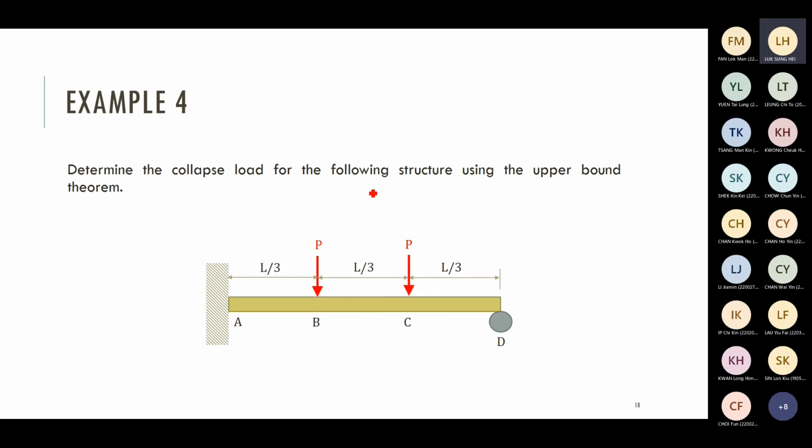What happens if we have a more complicated beam? It is also a one-span beam, but this time we have two concentrated loads at two different positions, point B and point C.